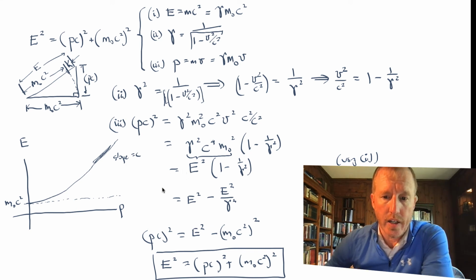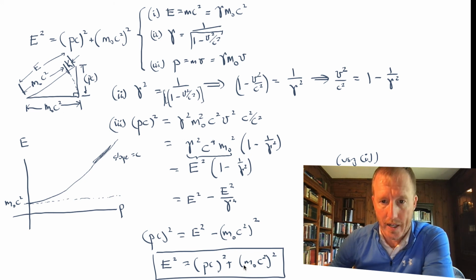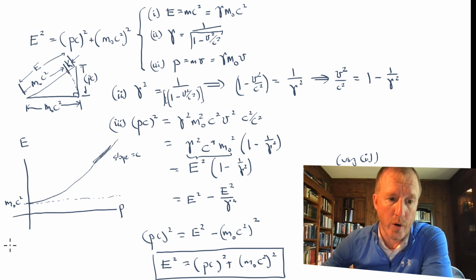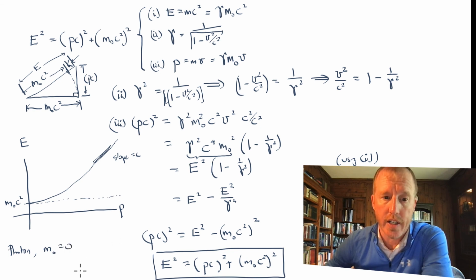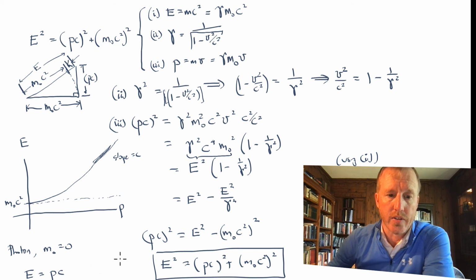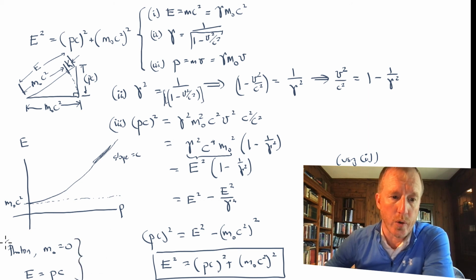All right, and let me see if there's anything else I wanted to say about this. Maybe I'll say one last thing. Notice that in this formula, if an object has no rest mass, for example a photon, we'll come back to this maybe in another class when we do our introduction to modern physics. For a photon, the rest mass is equal to 0. That's the particle of light. And in that case, we have just the energy is equal to the momentum times the speed of light. All right, so that's the case for a zero rest mass object.